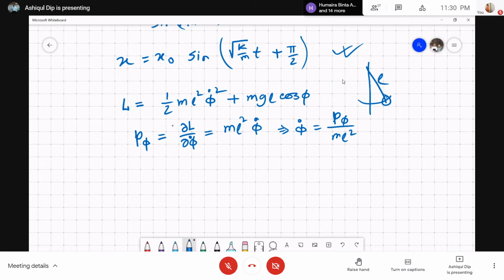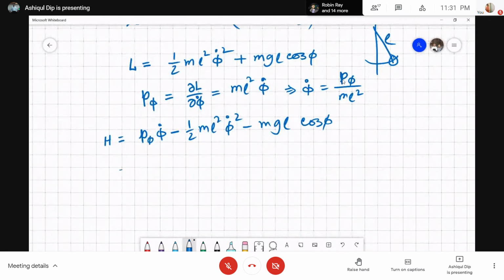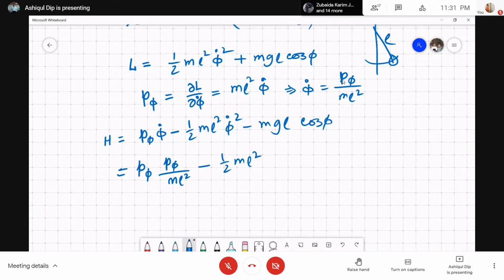So now the Hamiltonian is P phi phi dot minus the Lagrangian, that is half m L squared phi dot squared minus m g L cosine phi. Now substitute phi dot. You'll get P phi multiplied by P phi by m L squared minus half m L squared, then phi dot squared would be P phi squared divided by m squared L to the power 4, right? Minus m g L cosine phi.